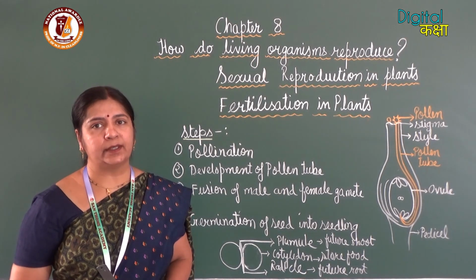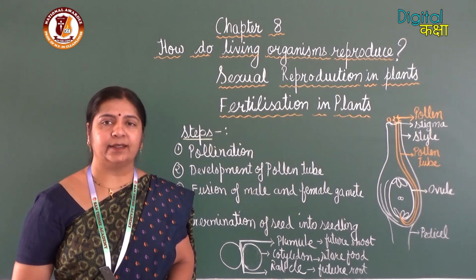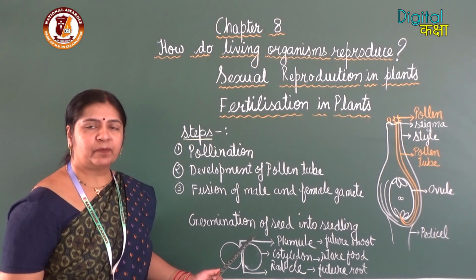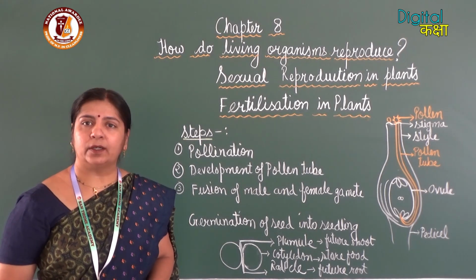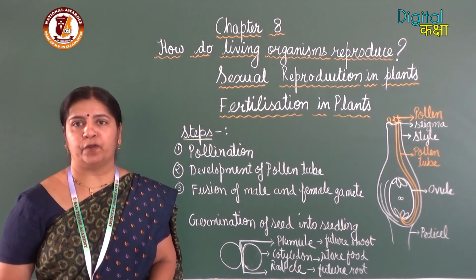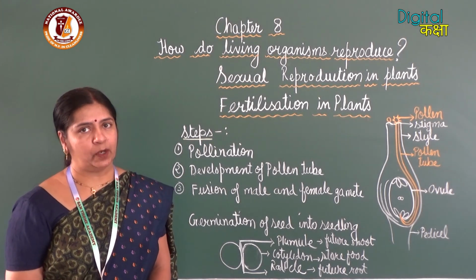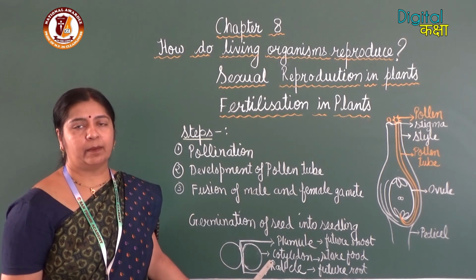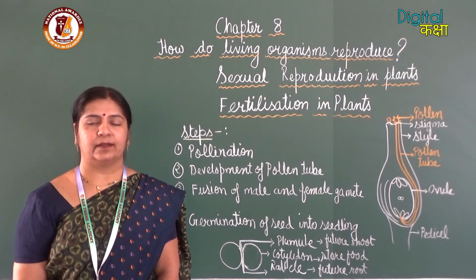With this, the process of sexual reproduction in plants, that is flower, is completed, and after fertilization, germination takes place and a new plant develops or grows. So in this way, life continues by sexual mode of reproduction in plants. The diagrams given in the book, fertilization diagram and the structure of seed diagram, are very important from exam point of view. Thank you.